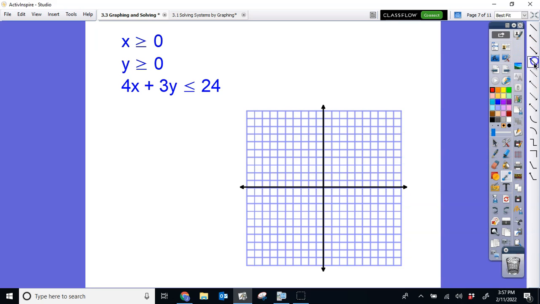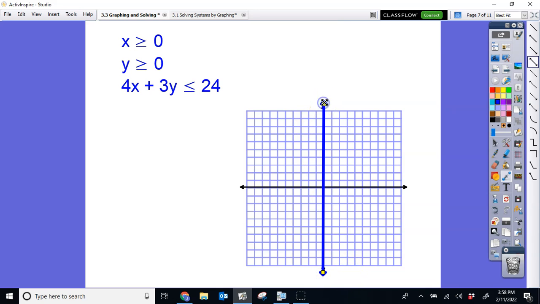Okay, so let's look at the first little trick here. X is greater than or equal to 0. Mr. Harrison, that only has an X in it. Remember, Y only is a horizontal line. X only is a vertical line. And because it's 0, it's actually the vertical line that makes up the Y-axis.